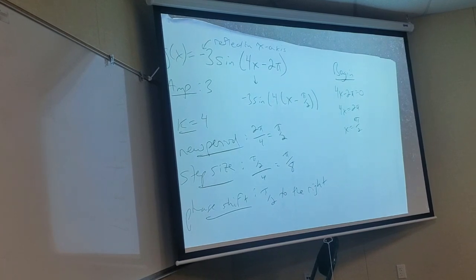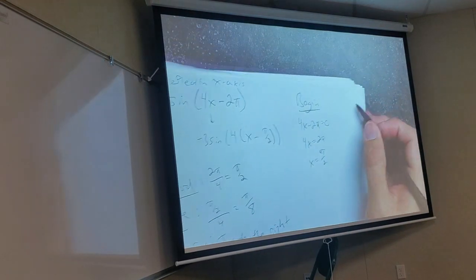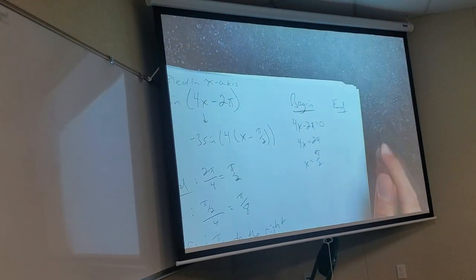I don't know, you guys. I think you're doing the right idea, but you're just not doing it correctly. All right, well, let's find out. 2 pi over 4. Let's find out.